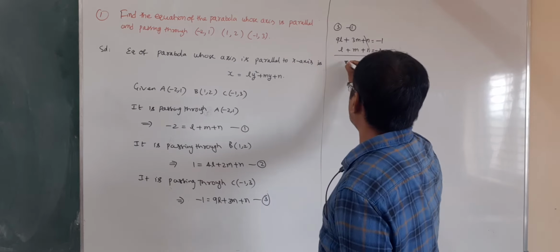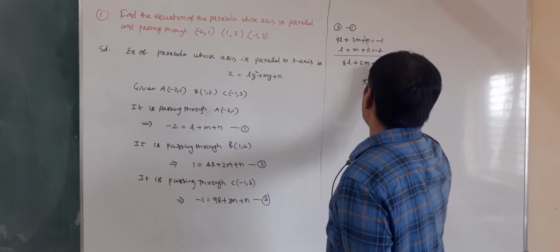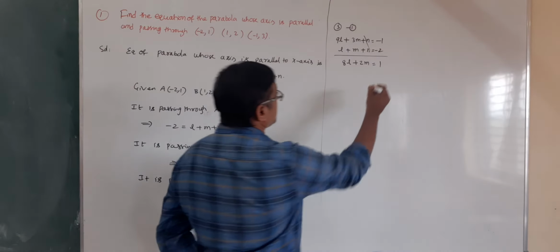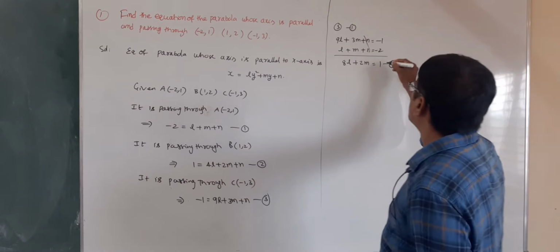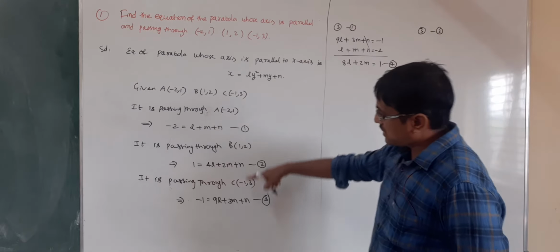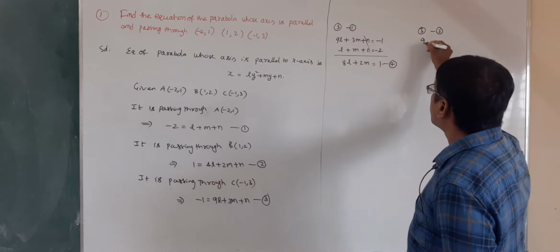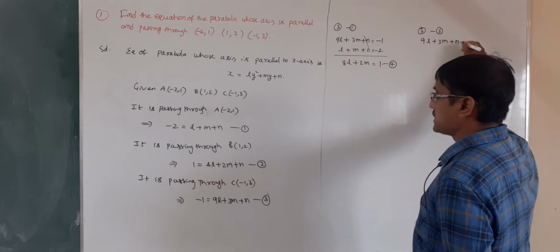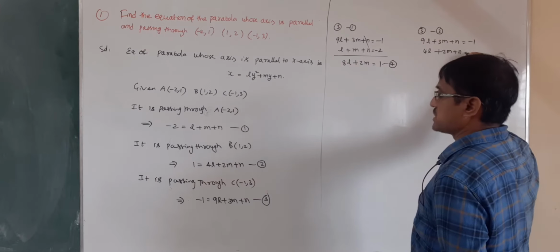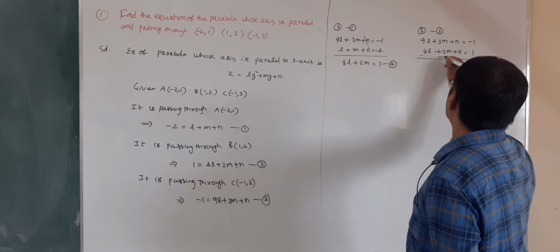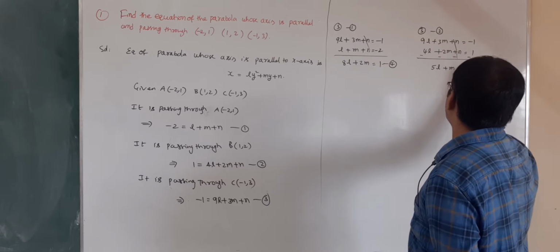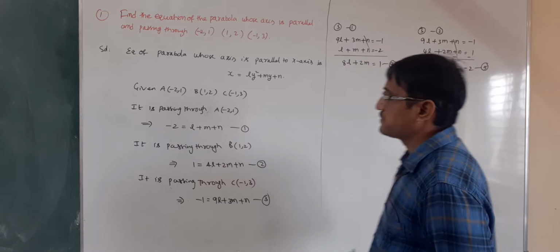N will be cancelled. 8l plus 2m is equal to 1. We have another equation, let it be equation 4. Now similarly let us consider 3 minus 2. Here also n will be cancelled. So 9l plus 3m plus n is equal to minus 1, 4l plus 2m plus n is equal to 1. So n will be cancelled, and 5l plus m is equal to minus 2. Let it be equation 5.